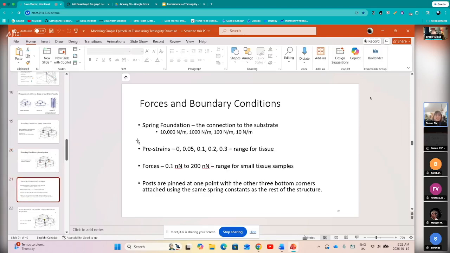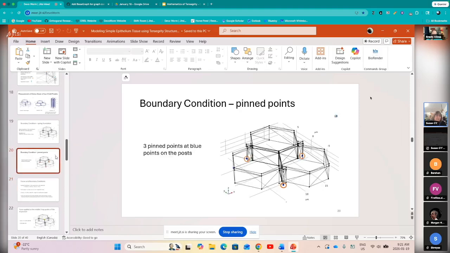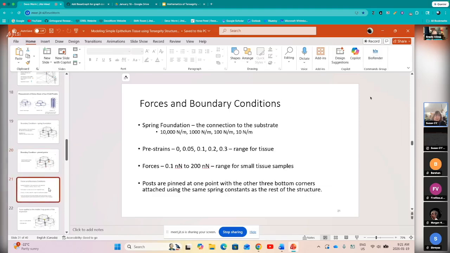Yeah, and so I could change the spring foundation. I could change the pre-strains for the bars and strings, and I kept them the same. That makes mechanical sense, to keep the bars and strings at the same pre-strain. And then I did a range of forces on the middle part of the structure.